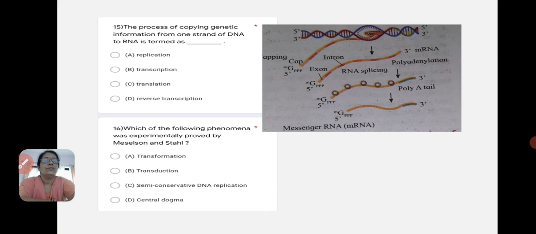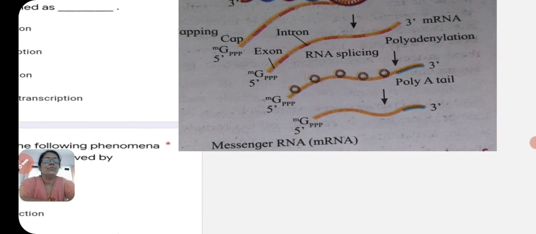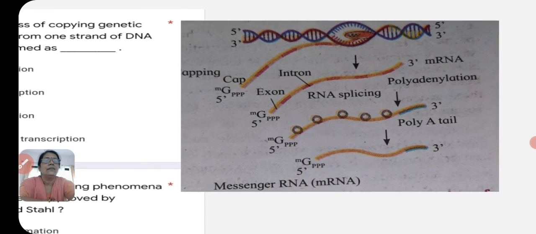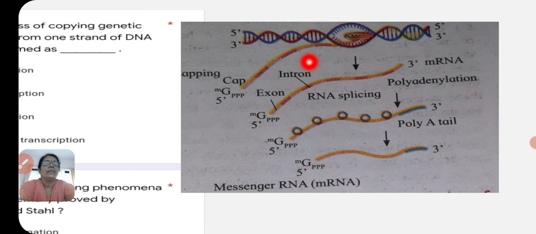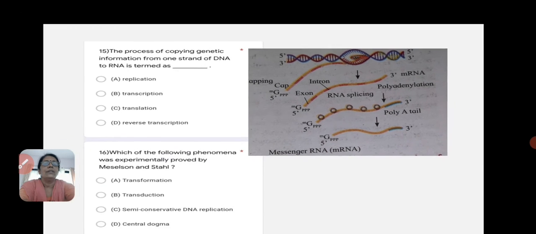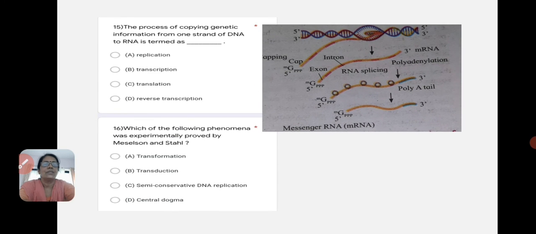So your answer should be transcription. This is the DNA strand. From this DNA the messenger RNA is synthesized, which is called the transcription process. The copy in a written form is called the transcription.